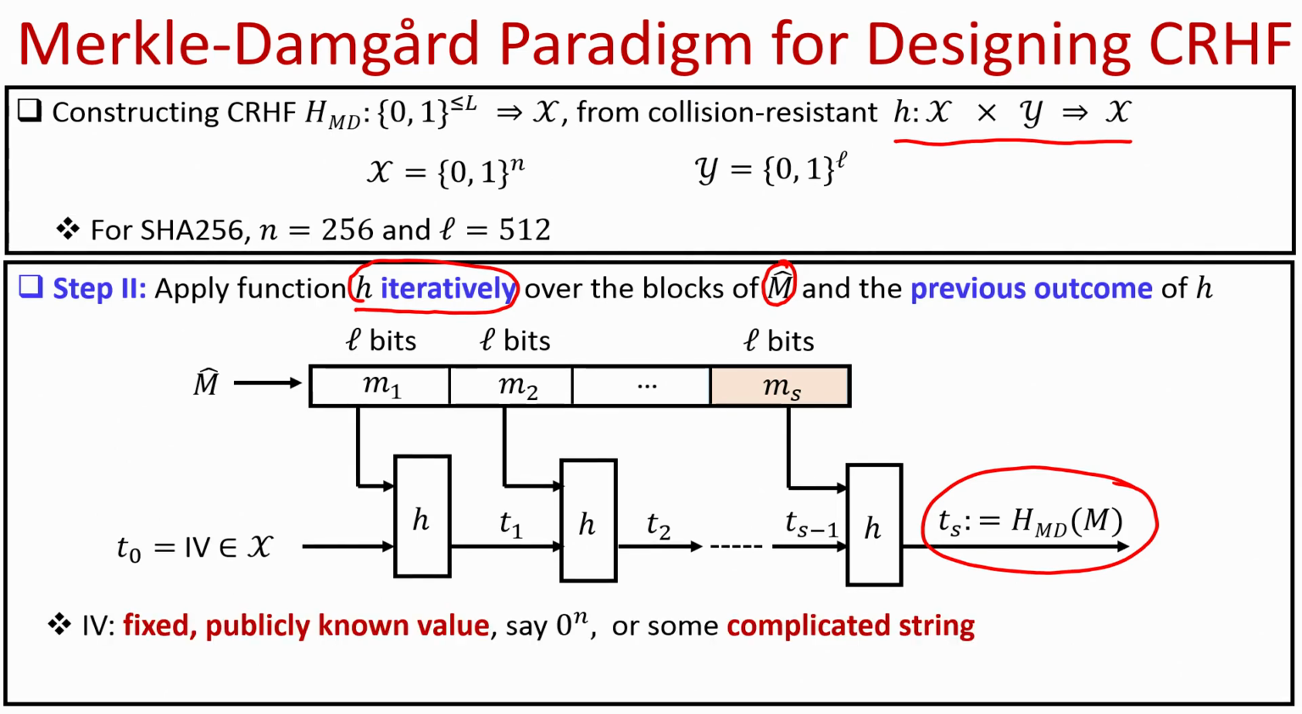Now you might be wondering what exactly an IV is, is it some random entity or not. As I said, hash functions are deterministic functions. So, IV is not a random value, it is a fixed, publicly known value. You can take it, say, all zeros, set once and for all, or for some practical instantiations of the hash function this IV is set to some very complicated string. And these intermediate variables T0, T1, T2, up to Ts minus 1, Ts, which we obtain along this sequence of chaining process, are called chaining variables.